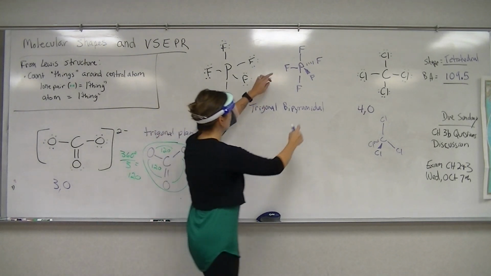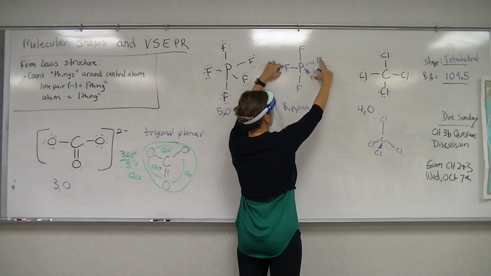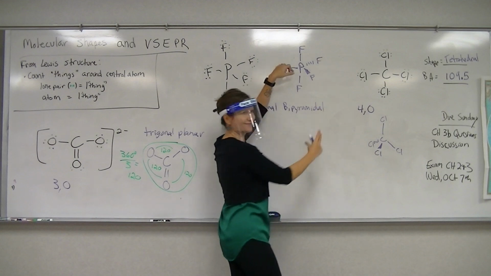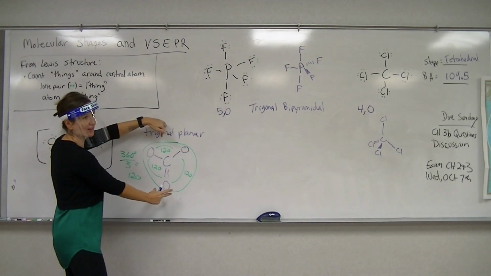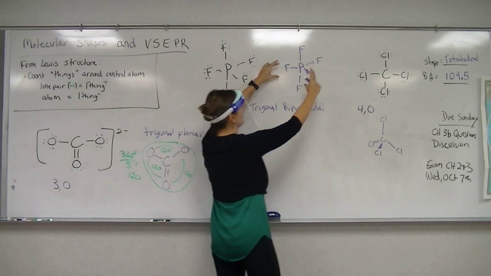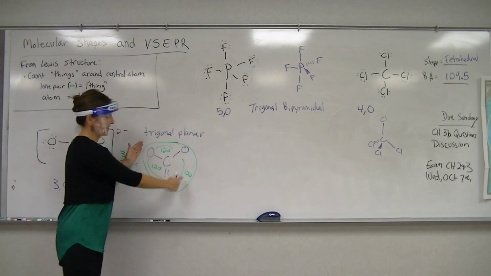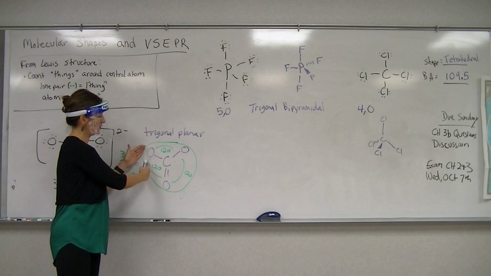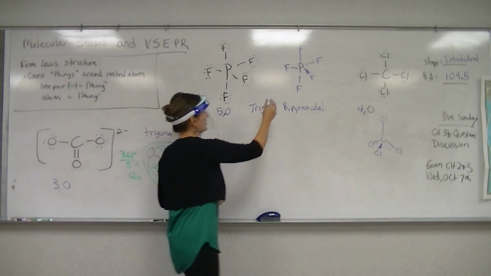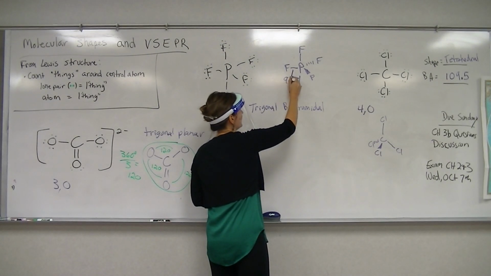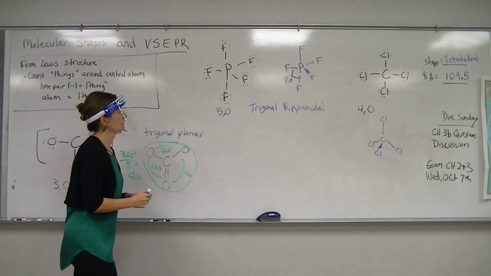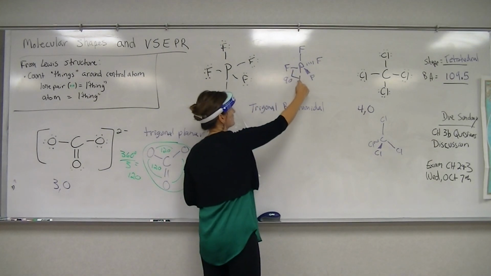Because if you look at these 3 fluorines here, they're pretty much in a triangle, like what we saw here. So if you took these 3 fluorines and looked at them from above, it would look like this, a triangle. So those angles are 120. It's this angle here that's 90. Because fluorine, phosphorus, fluorine.